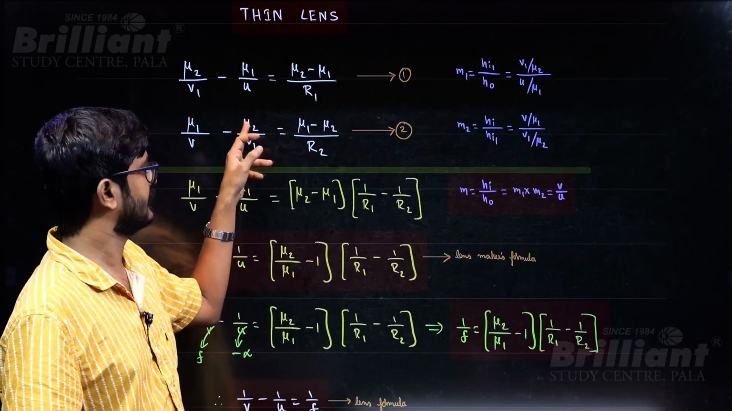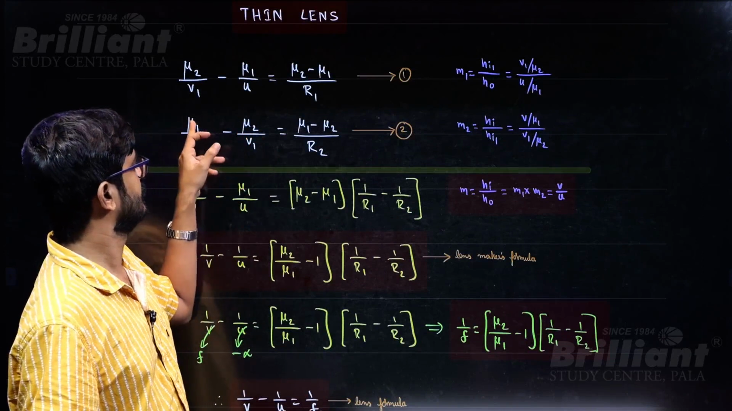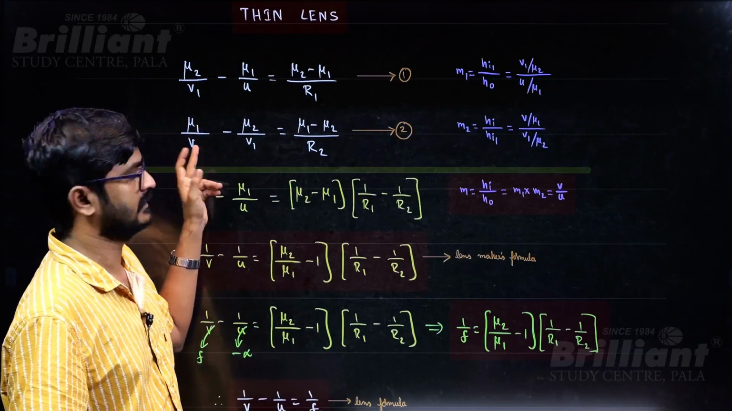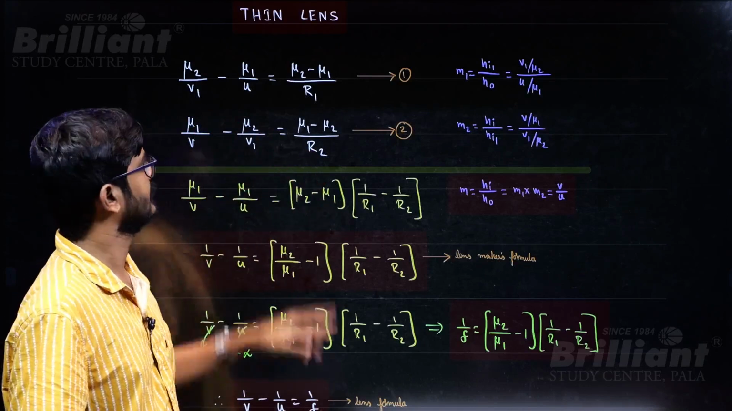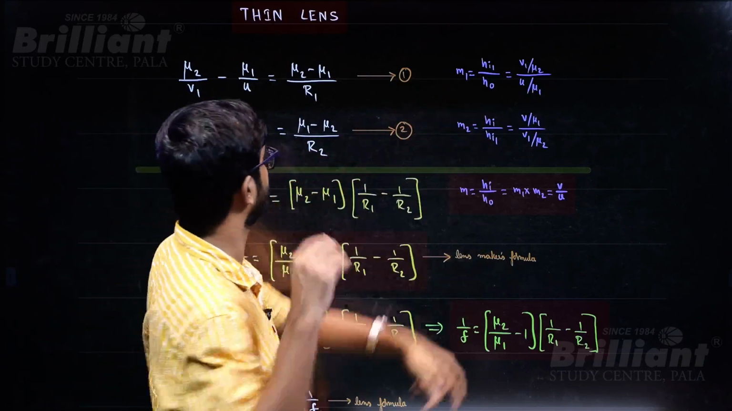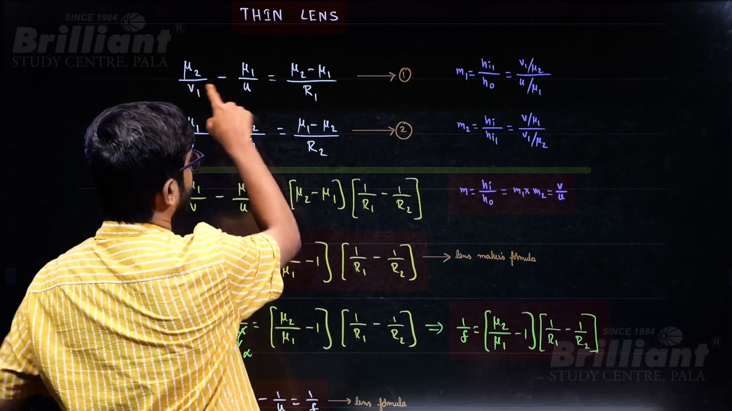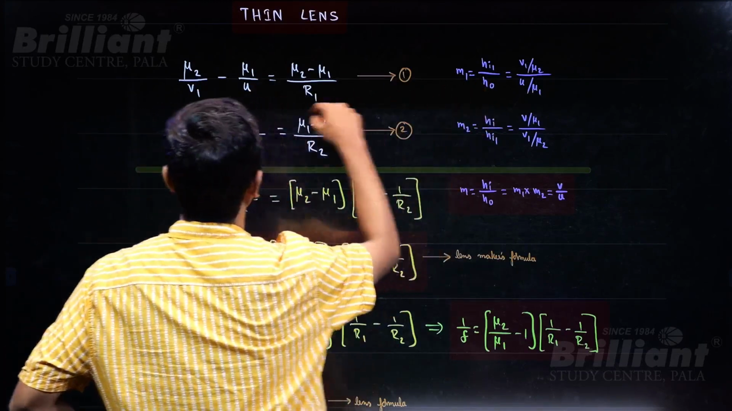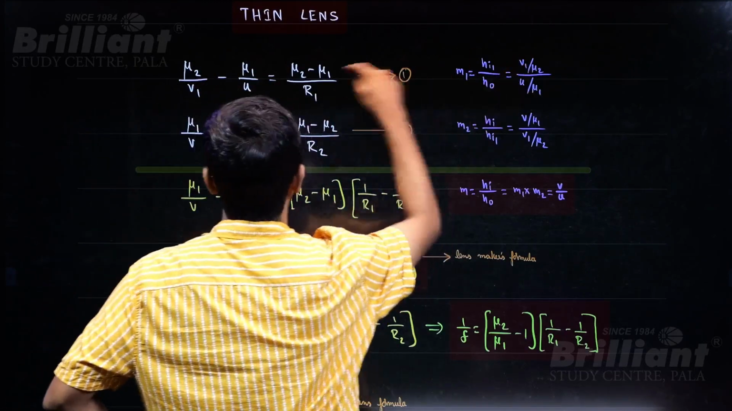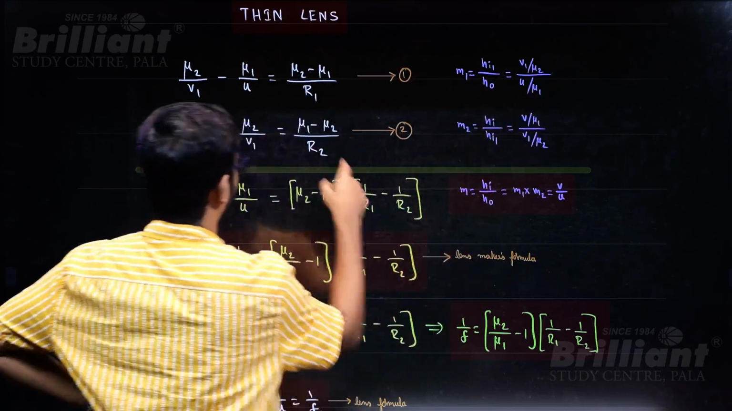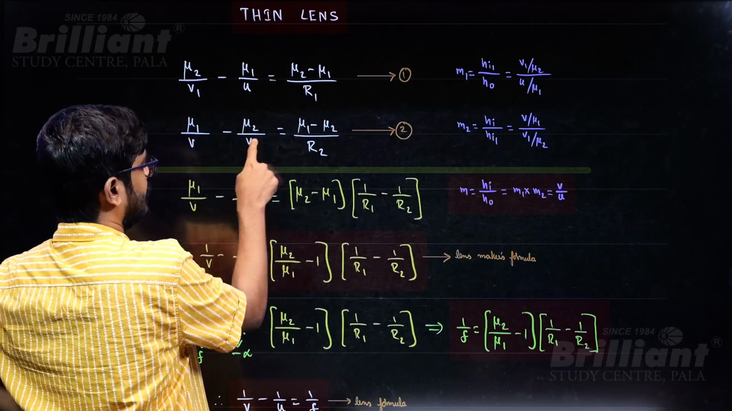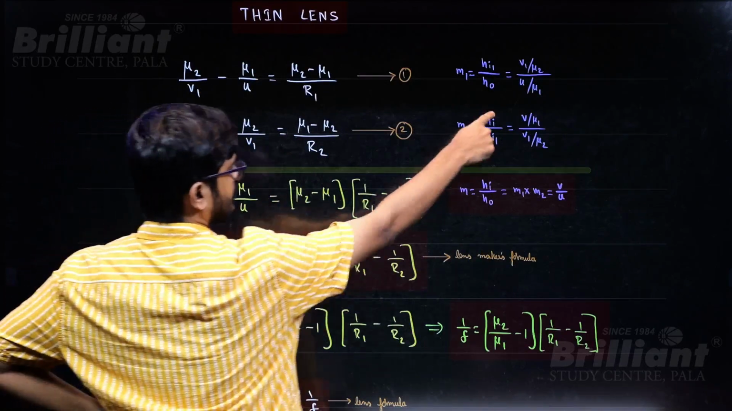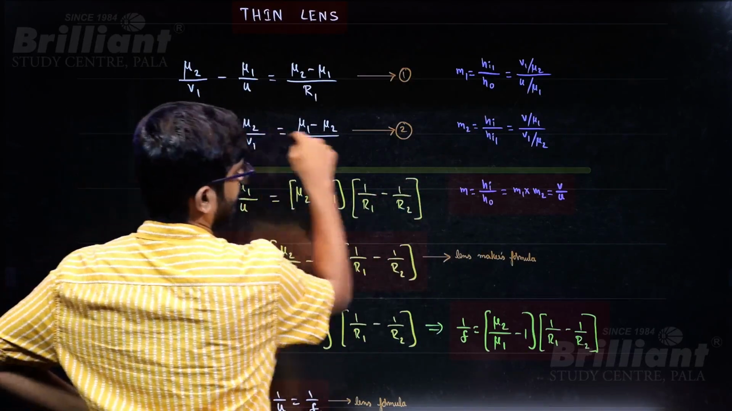Incident ray refractive index by object distance, refracted ray medium by image distance equals mu1 minus mu2 by the radius of curvature of the second one. Here the magnification is going to be height of the first image getting formed by height of the object, which is v1 by mu2 over u by mu1. Here the magnification is going to be height of the final image by height of the intermediate image getting formed, that is v by mu1 over v1 by mu2.